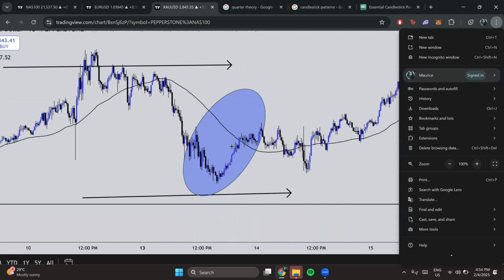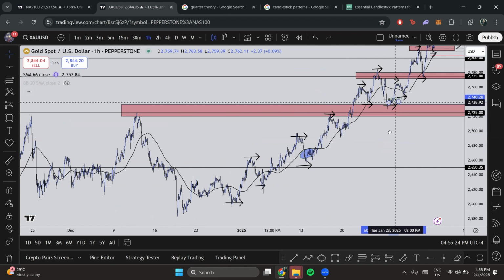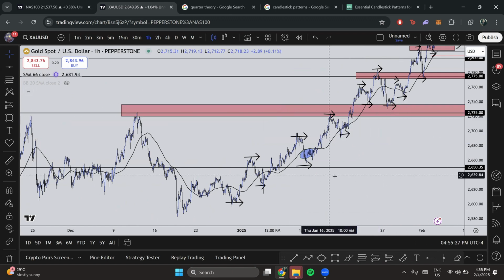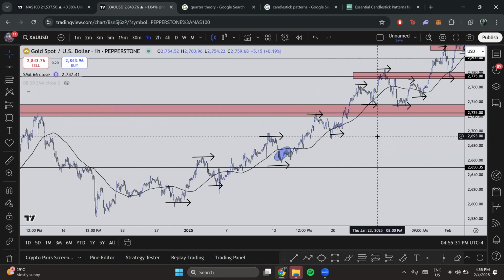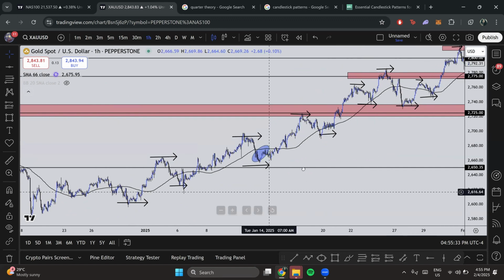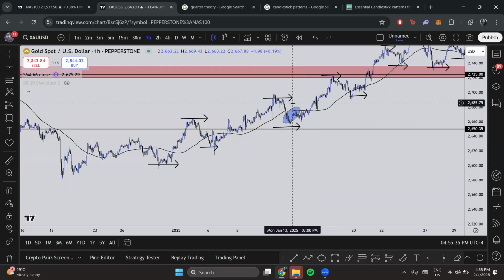Right? So, alright guys, I think this is the area that we were watching here. But all in all, this is how you do it. Right? You draw your key levels.